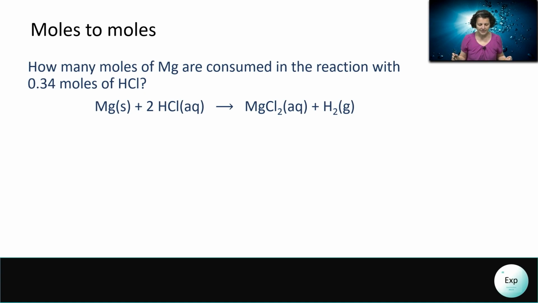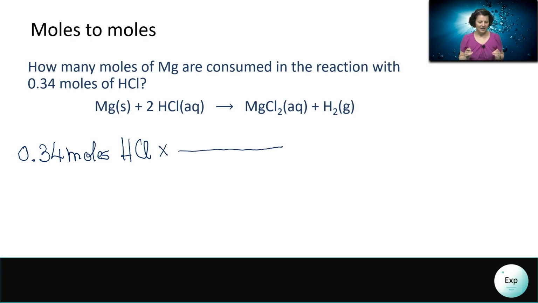So here we have one example in which we start with 0.34 moles of hydrochloric acid, and the question is asking for the moles of magnesium that will be consumed in this reaction. So we always need to start with our interpretation. 1 mole of magnesium will require 2 moles of hydrochloric acid. So when we write our expression, we start with what is provided in the problem, and that is the 0.34 moles of hydrochloric acid.